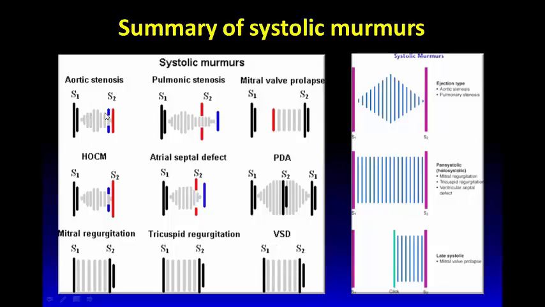The murmur of aortic stenosis sounds like "look stop, look stop." So the murmur is diamond shaped. It has a crescendo-decrescendo profile, whereas in the pansystolic murmurs of mitral regurgitation, tricuspid regurgitation, and ventricular septal defect, the intensity of the murmur is almost uniform all through systole. The murmur of mitral regurgitation sounds like "lupshdub, lupshdub."